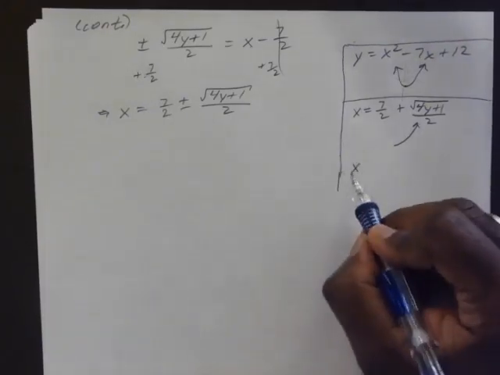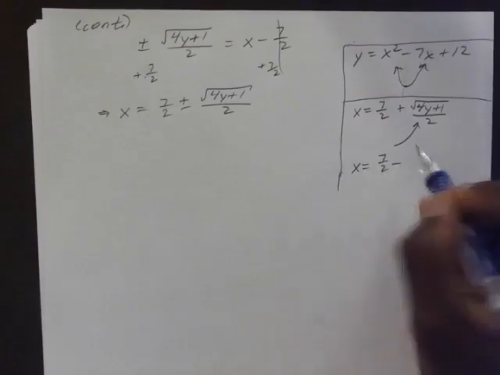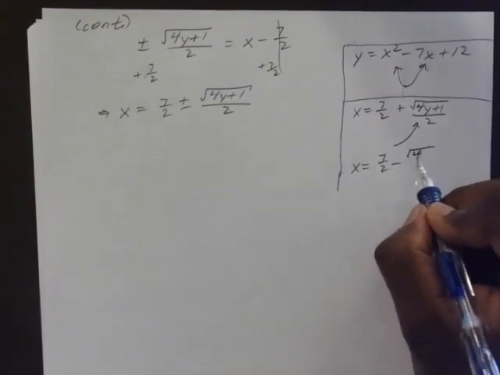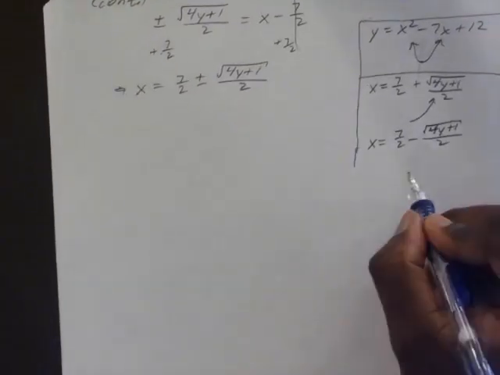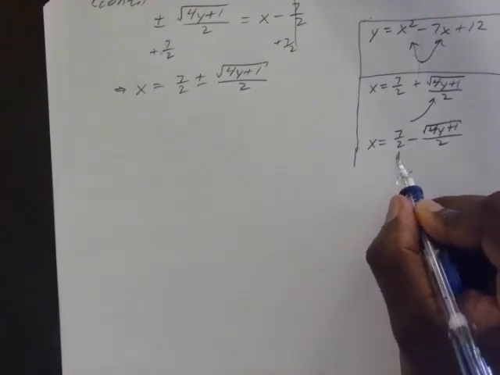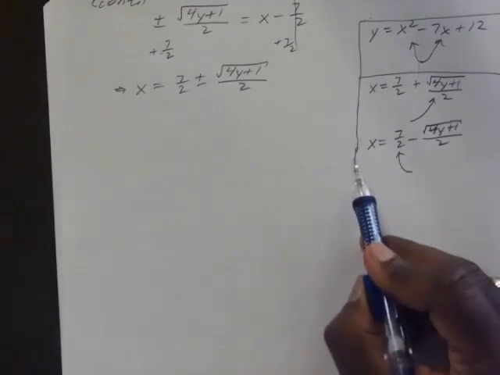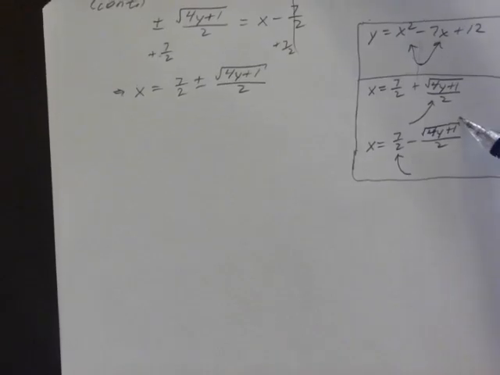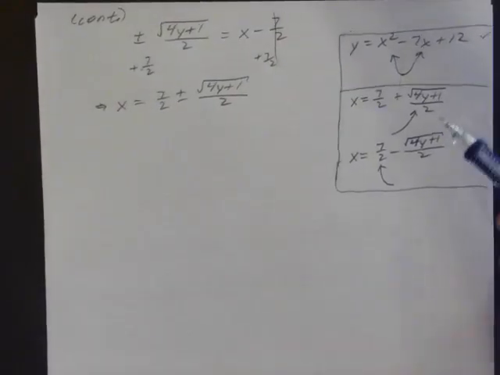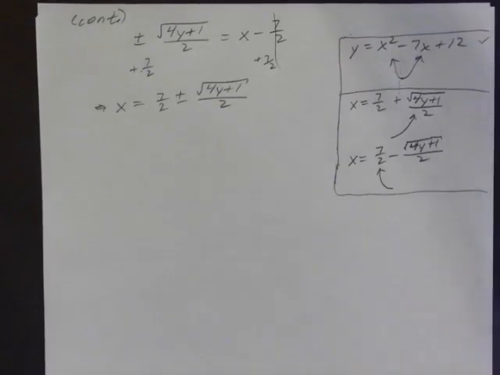And if you plug in x is equal to 7/2 minus the square root of 4y plus 1/2, that graph would just be the other half of it. It would look like that. That's the odd part of it, is that those three functions, this one is identical to these two when you combine them.